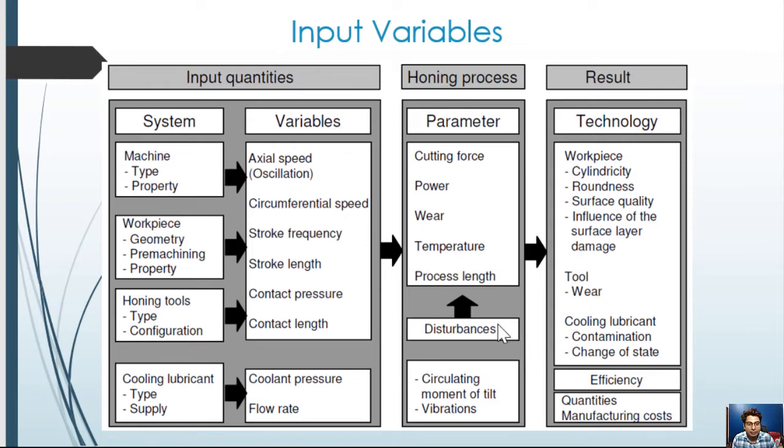Now there are some disturbances which might creep in, like circular movement of the tilt or vibration, which may result in damage of the surface or inaccuracies. Results may be cylindricity, roundness, surface quality, influence of the surface layer damage, tool wear, then cooling lubricant contamination and change of state, like what is the state of the coolant after the process, that might describe the process as a whole.